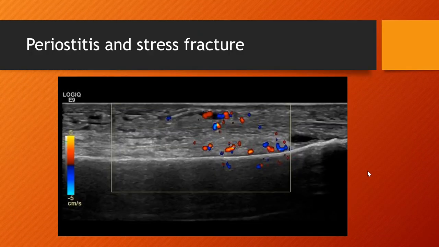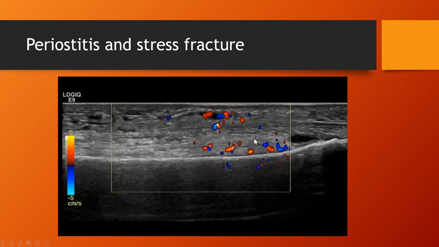This is the same patient, and she demonstrates for us nicely another pathology that we see in the forefoot, which is insufficiency or stress fracture. The appearance can become more severe than this, but let's have a look at what we can see here. This is the metatarsal shaft and the cortical surface of the bone. This is distal, this is proximal. These are the soft tissues overlying.